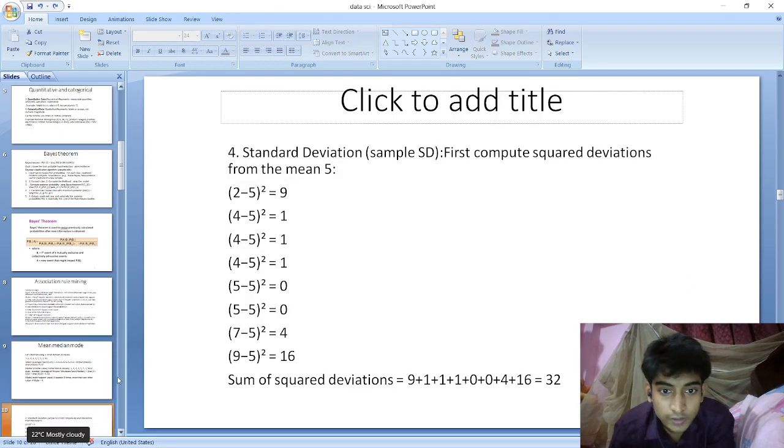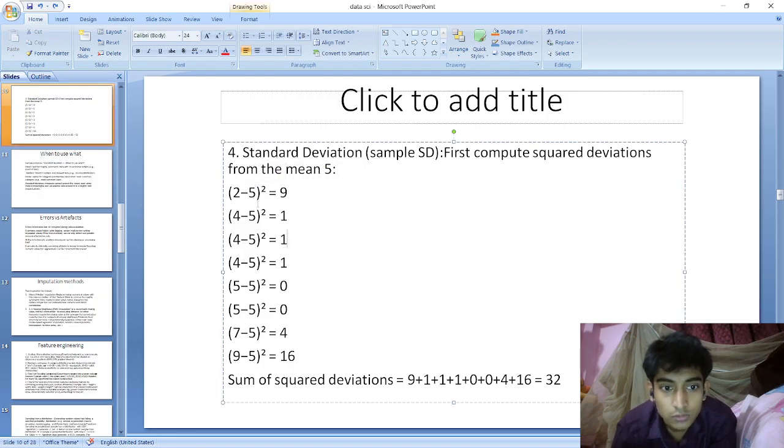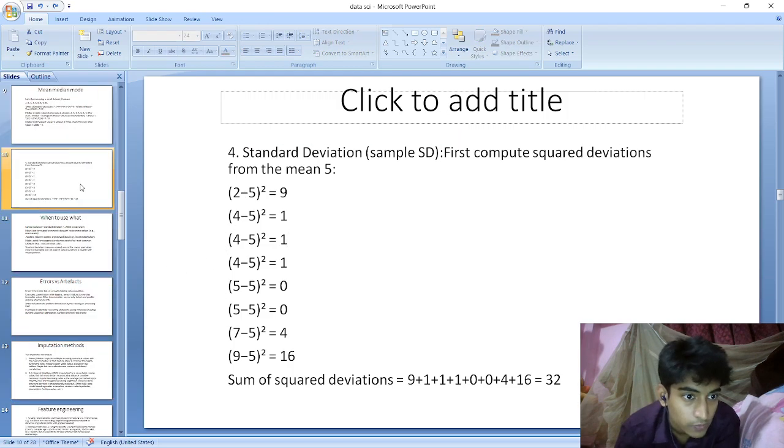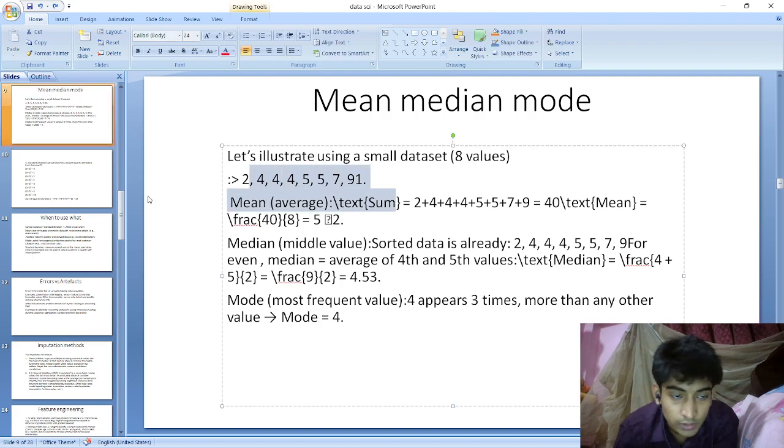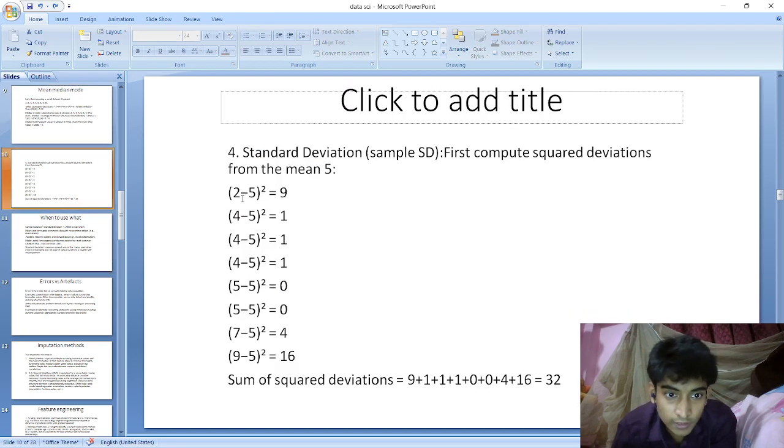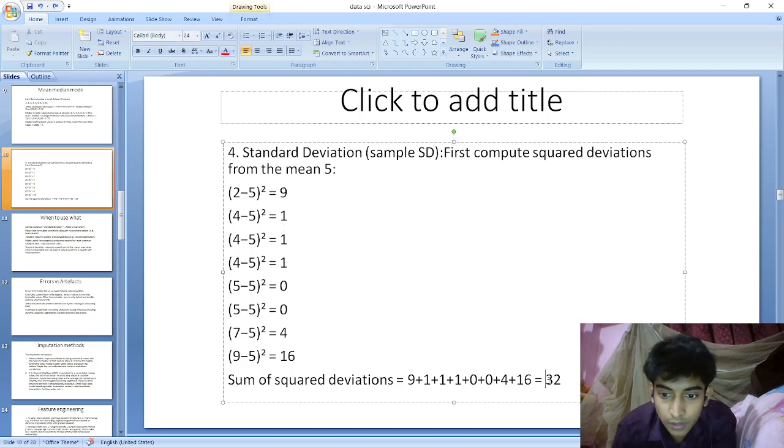Then let's see standard deviation. Standard deviation means how much different the data is from the mean. So we find the mean as 5. For all dataset items, these are the dataset items, we subtract the mean and square it, and then we add them up. This gives us a value of 32. So this is our standard deviation.